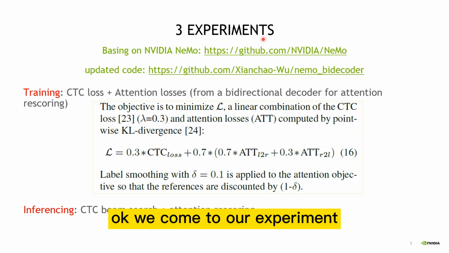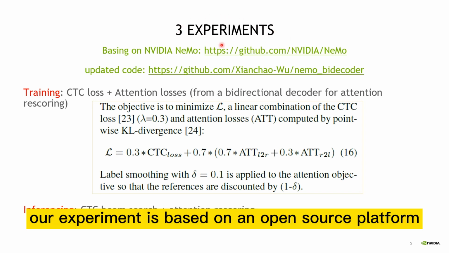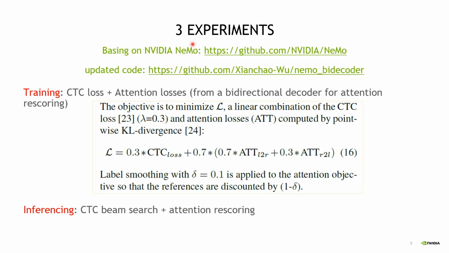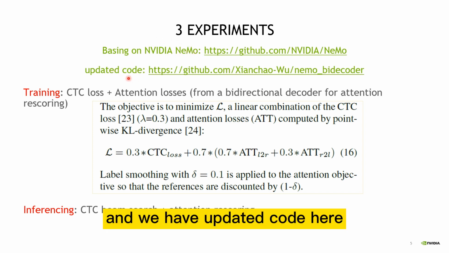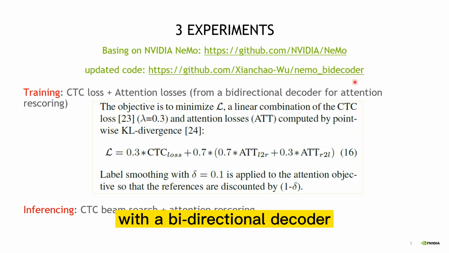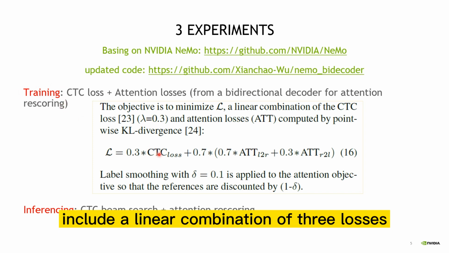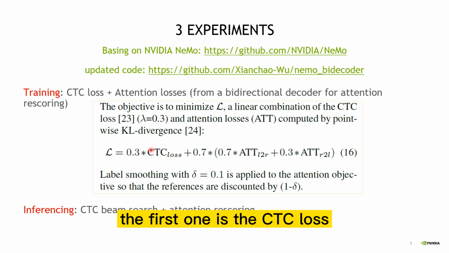Okay, we come to our experiment. Our experiment is based on an open source platform for ASR, TTS and NLP in NVIDIA named NeMo. And we have updated code here with a bidirectional decoder together with NeMo. So the training includes a linear combination of 3 losses. The first one is the CTC loss.